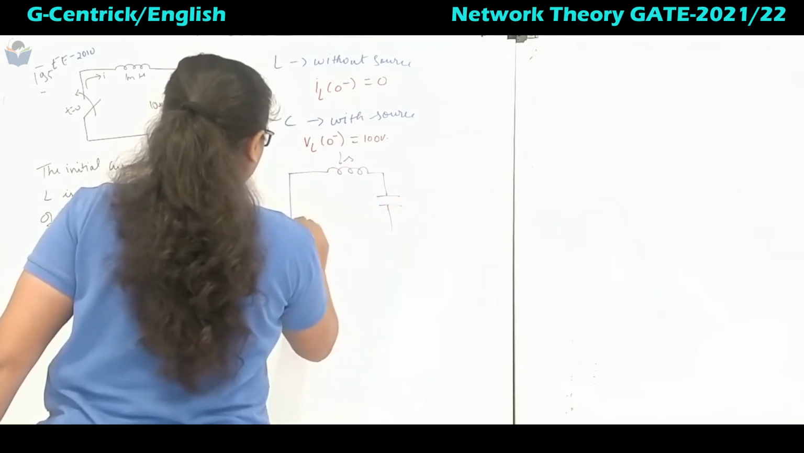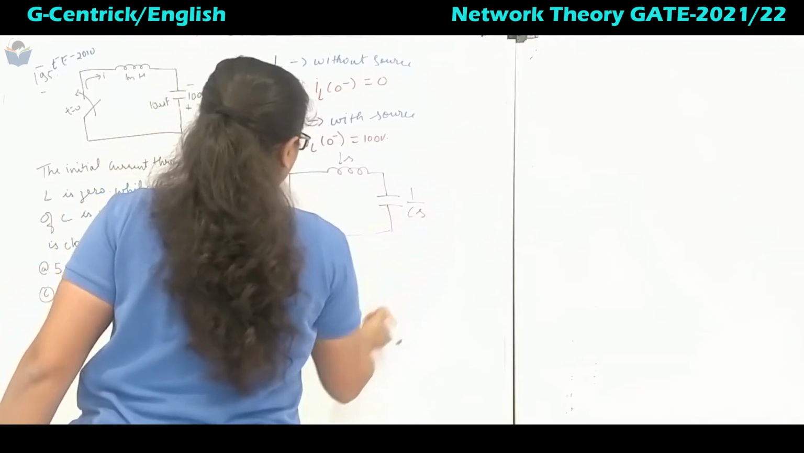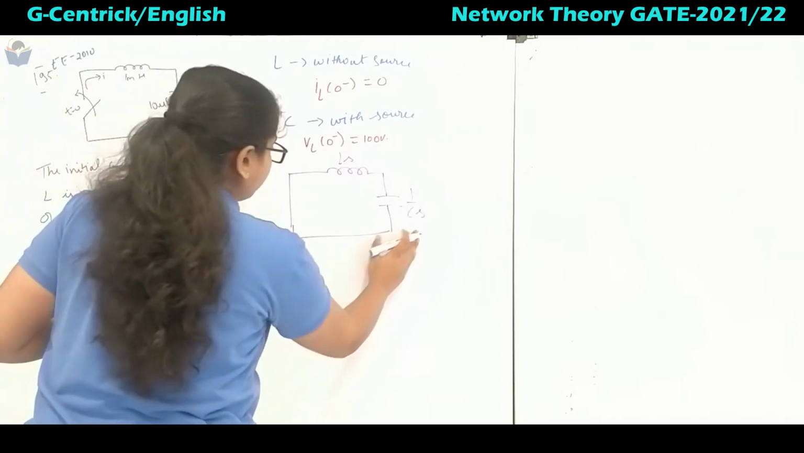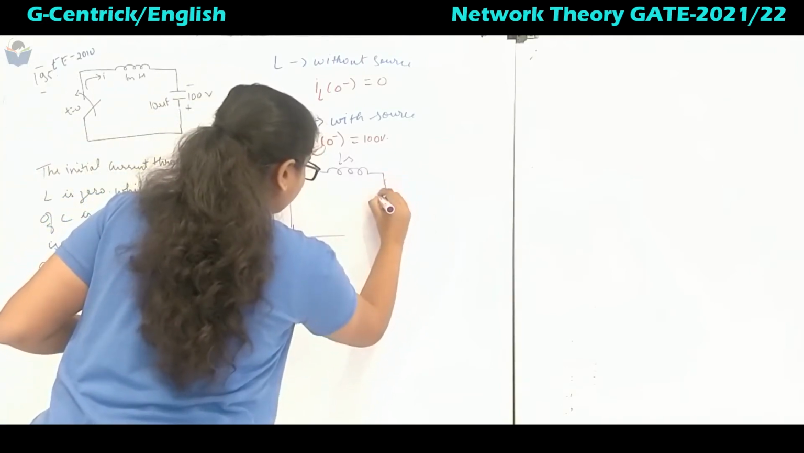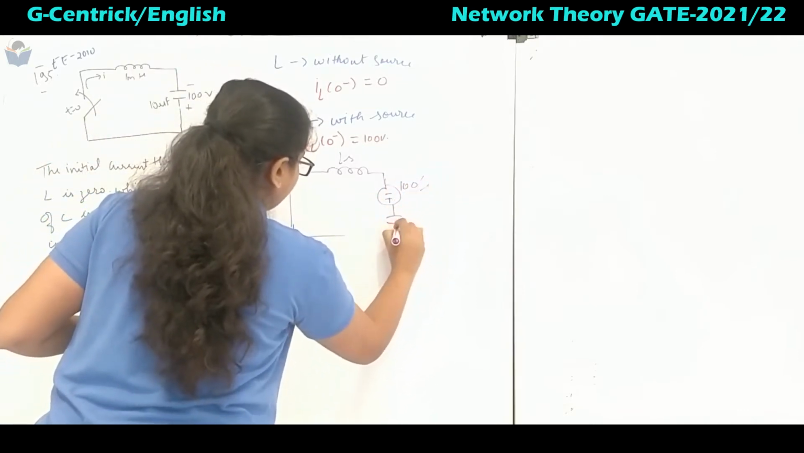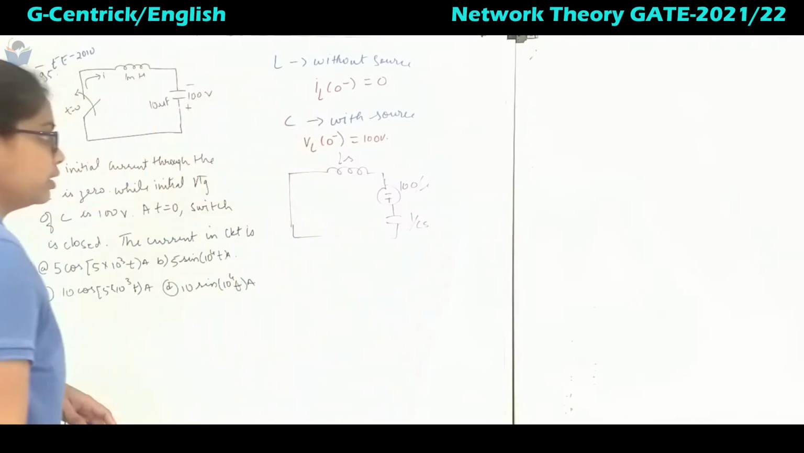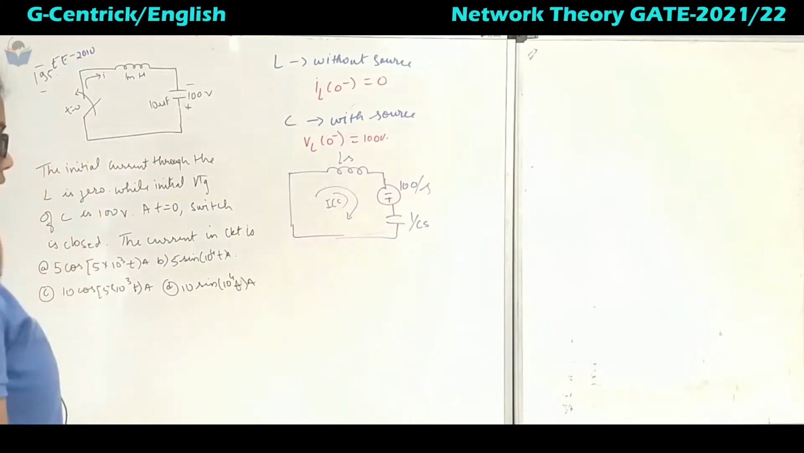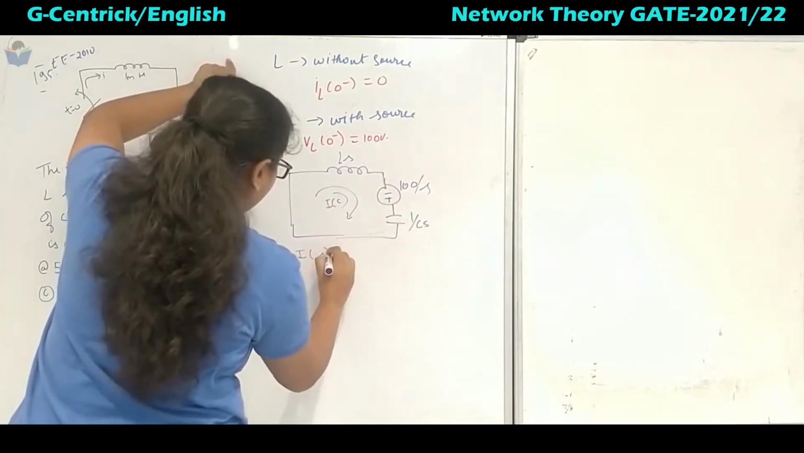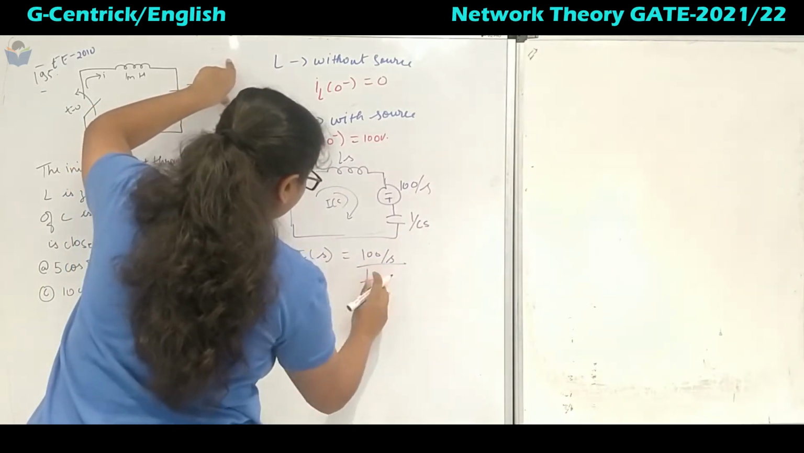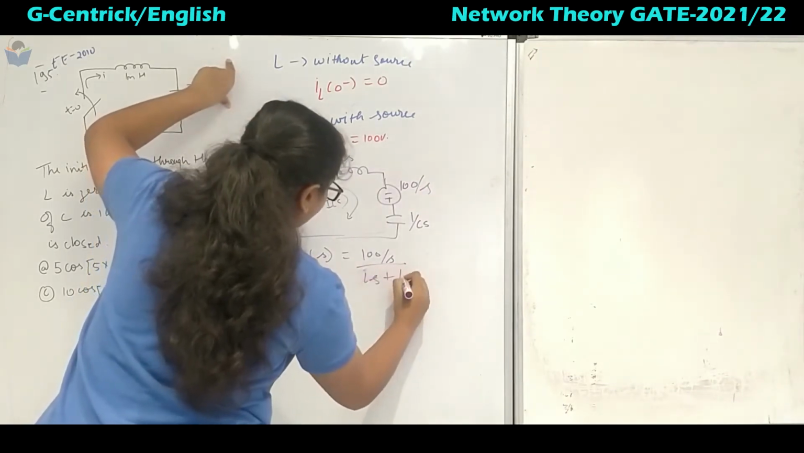This is 10 microfarad, which can be written as 1 over Cs. So this is the circuit and it has an initial voltage in it. We will replace this with minus plus, see the polarity, and this will be 100 over S, and this capacitor will be 1 over Cs. We have to calculate the current in this one, I of S. So I of S we can write as 100 divided by S, over Ls plus 1 over Cs.